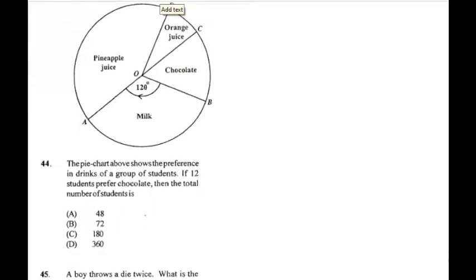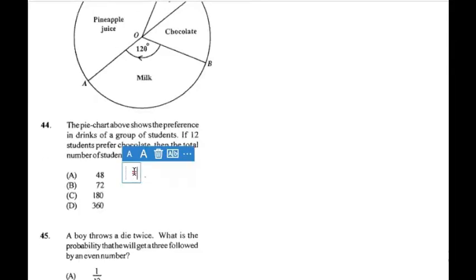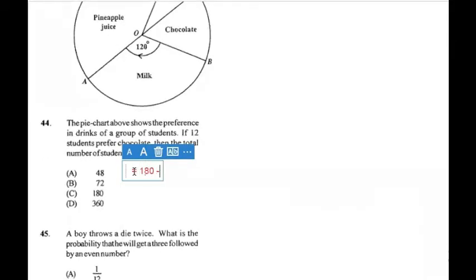44. The pie chart above shows the preference in drinks of a group of students. If 12 students prefer chocolate, then the total number of students is... So angles on a straight line measure 180 degrees. This is also worked in detail in the 2005 and 2013 papers. So it is 180 degrees minus 120 to give us 60 degrees. So therefore the missing angle for chocolate is 60 degrees.